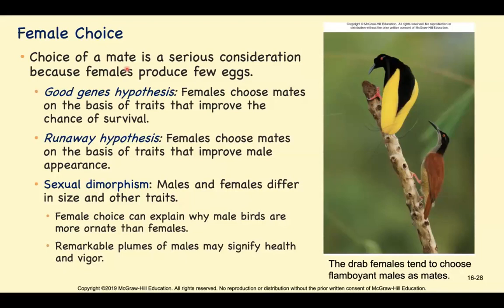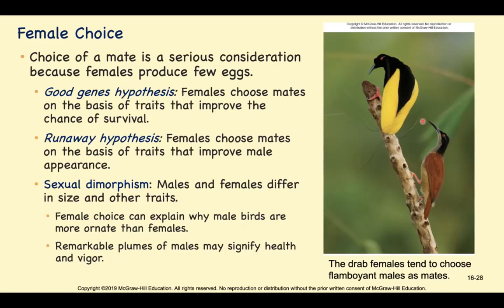The choice of a mate is a serious consideration because females produce few eggs dalam this type of bird. So hypothesis dia, female choose mate on the basis of traits that improve the chance of survival. Lagi satu, female choose mates on the basis of traits that improve male appearances. So males and females differ in size and other traits. This selalunya because of sexual dimorphism. So female choice can explain why male birds are more ornate than female.